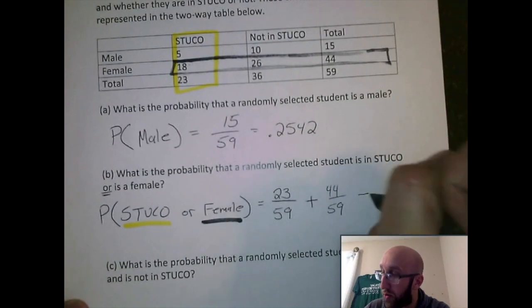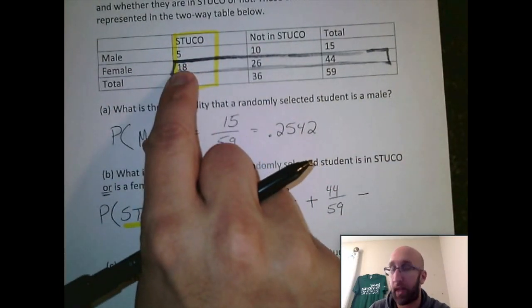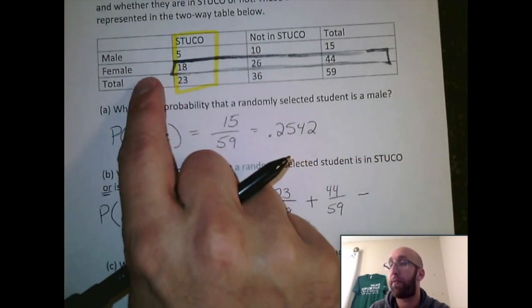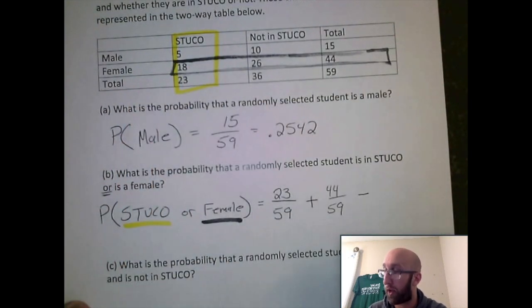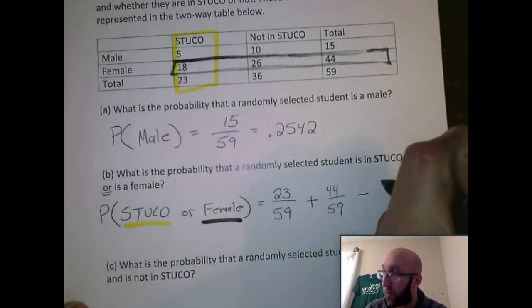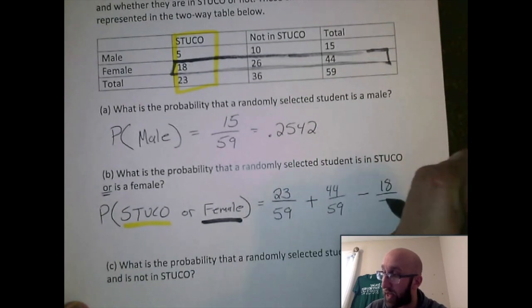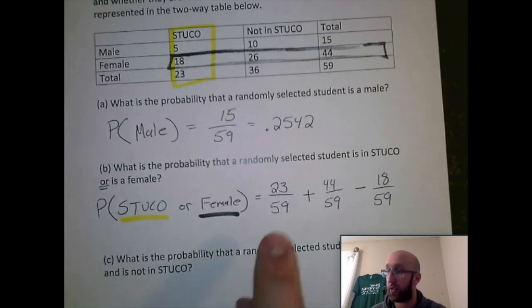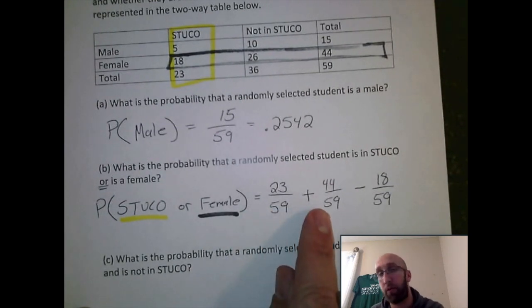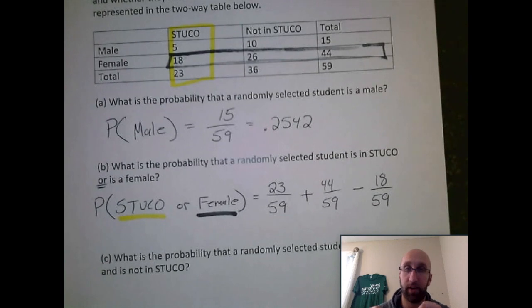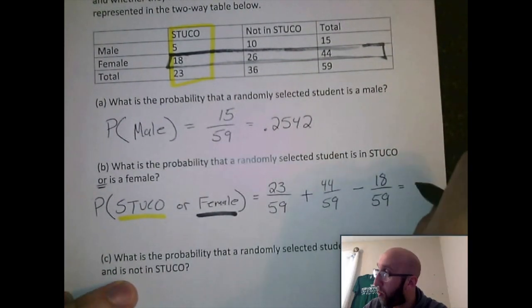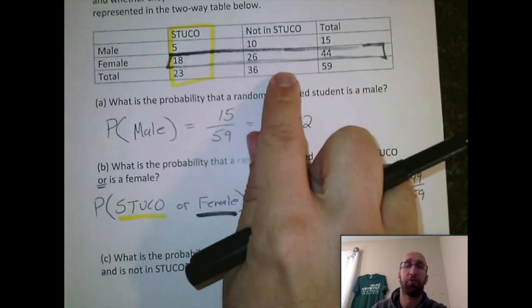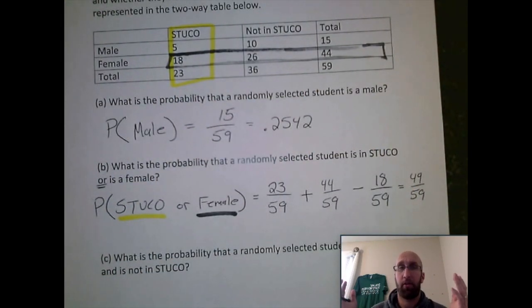So what we need to do is we need to subtract off this overlapping spot, which is females that are also in Stuco. So we need to subtract off those 18 because I counted them twice. So what we could do is do 23 over 59 plus 44 over 59 minus 18 over 59, okay? When I do that, and I'm quickly doing this answer for us, 49 over 59. If there was no overlap, then there's no need to subtract there, okay?